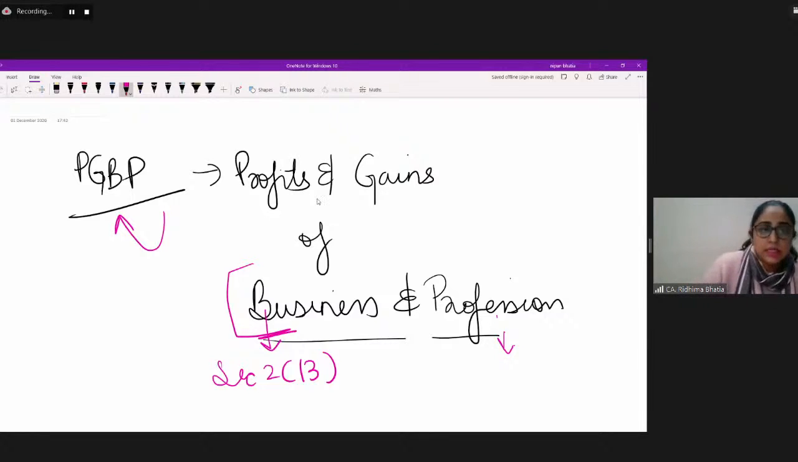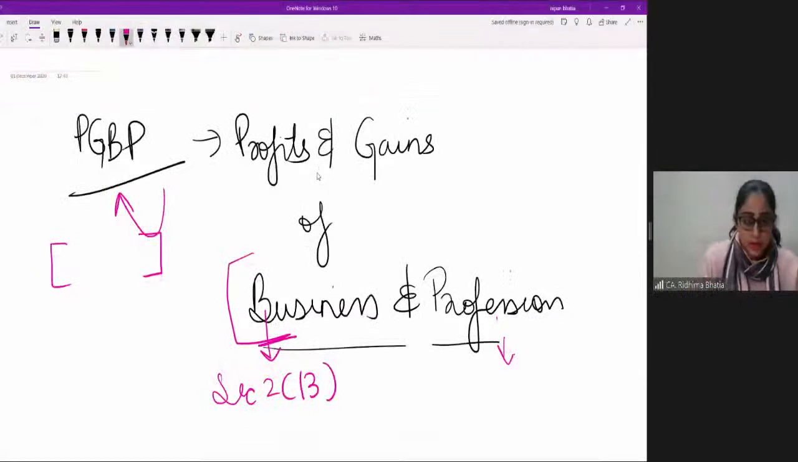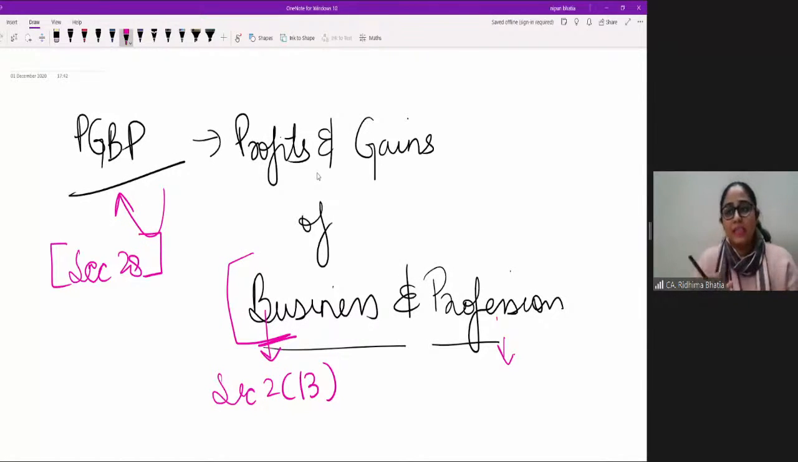Each head has its own charging section. What do you understand by charging section? A charging section is a section which tells what type of income will come under this head. This head has a charging section under section 28, which enumerates various types of incomes which will be taxed as my PGBP income. Coming to the term profits and gains, when we talk about profits and gains, obviously we talk about business related profits and gains.